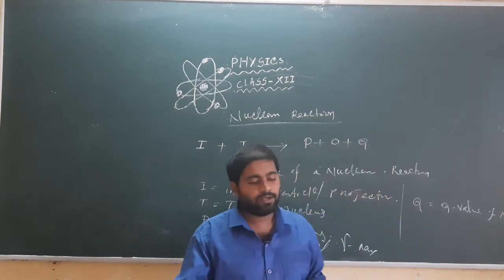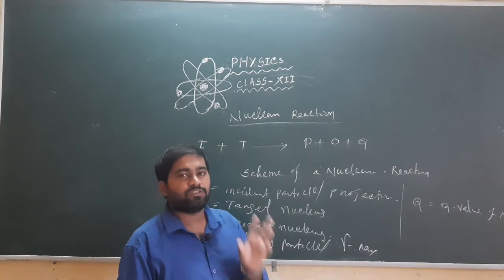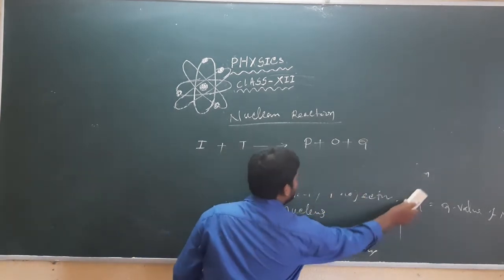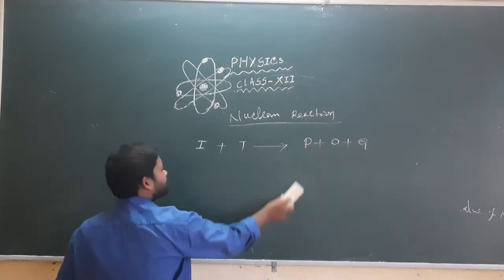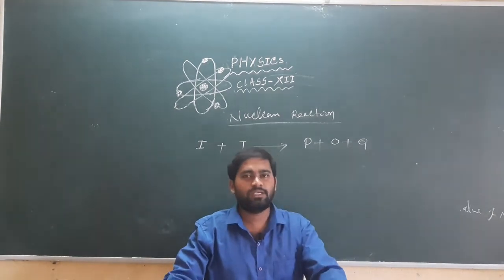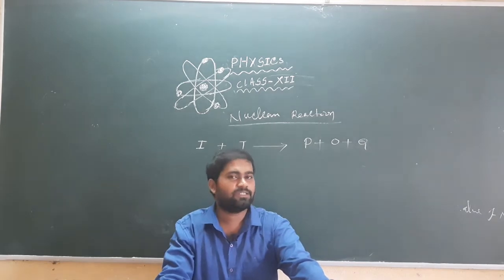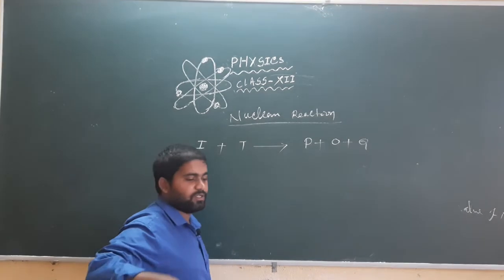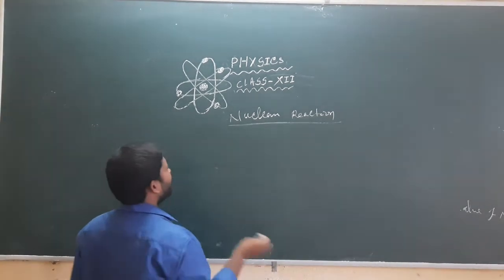Generally all nuclear reactions have to satisfy some conservation laws. Out of such conservation laws we can take some examples like conservation of charge, conservation of energy, conservation of momentum, and conservation of mass number or nucleons. So these are the different conservation laws satisfied by nuclear reactions.